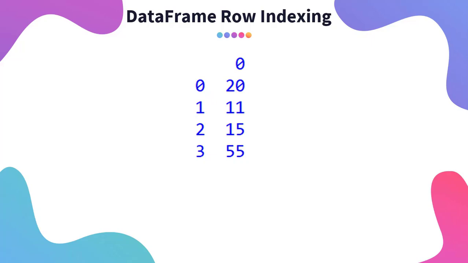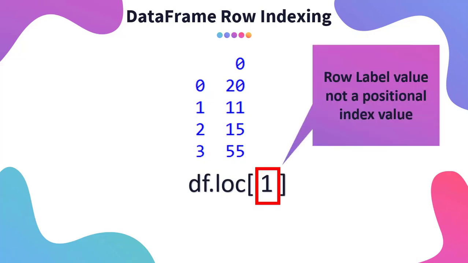Now think this is a DataFrame. And if I write df.loc 1 over here, this is a row label value, not a positional index value. And it will give you 11.